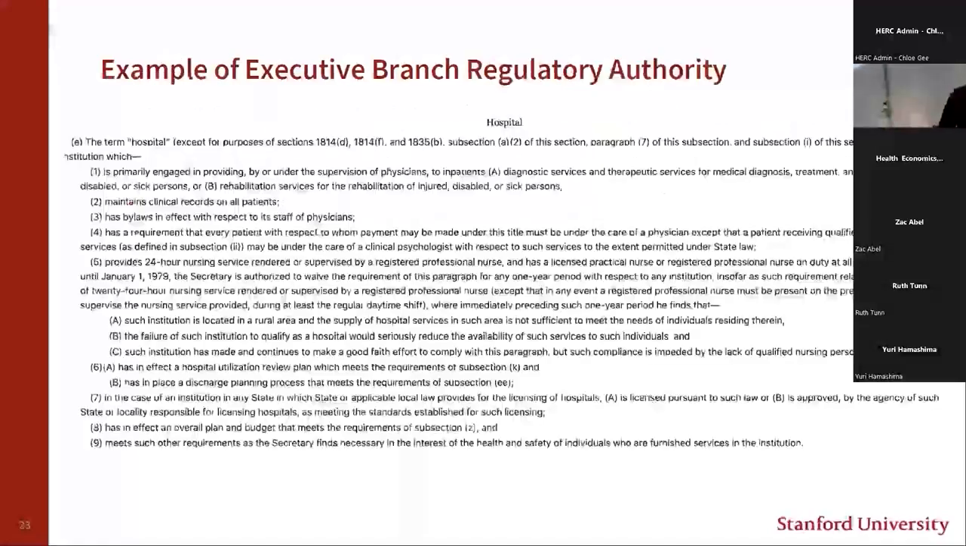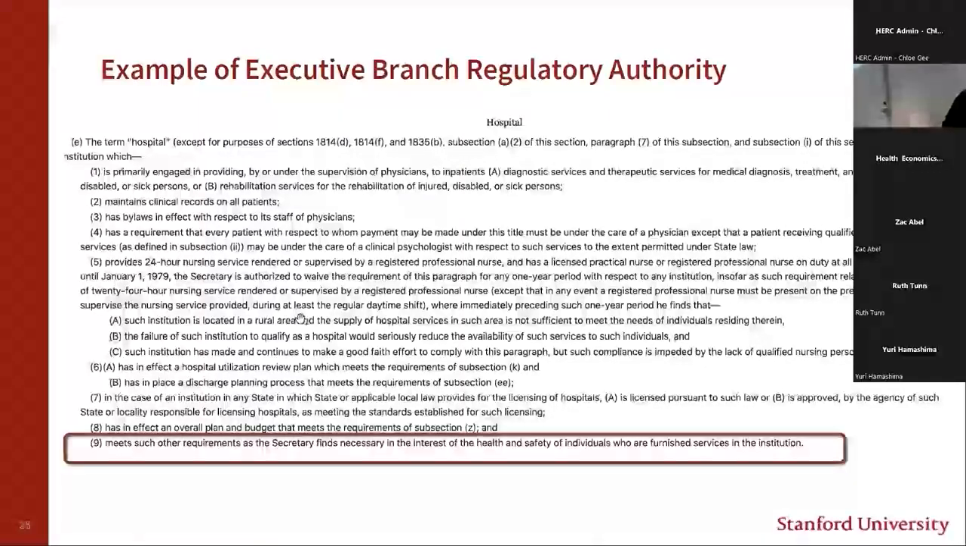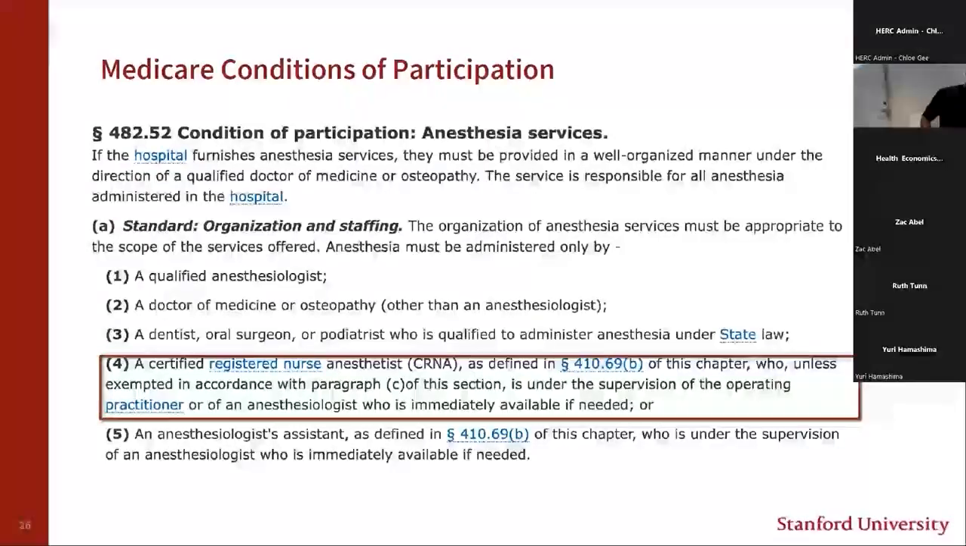One example I'll give, this is an awful lot to read, is the statute that enabled Medicare. This is really broad, right? It gives the Secretary of HHS the authority to impose on hospitals any requirements that the Secretary finds necessary to preserve the health and safety of individuals who furnish services at the hospital. So it gives the HHS Secretary tremendous power. They can impose whatever requirements the Secretary would like to, and HHS does so through the Medicare conditions of participation.